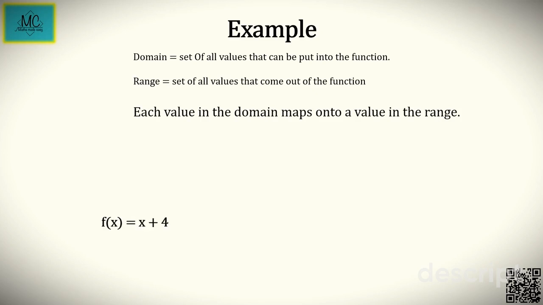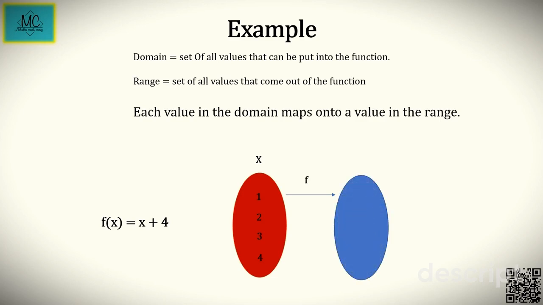Okay, so if we take this example, x plus 4. So here my domain is going to be all the x values which I'm going to input in the function machine, and the function machine is going to give me the output. So suppose if I input 1 into my function machine, which is x plus 4, my range, which is my output, is going to be 5. Likewise for 2 it is 6, 3 is 7, and 4 is 8. And this is how we get the answer.